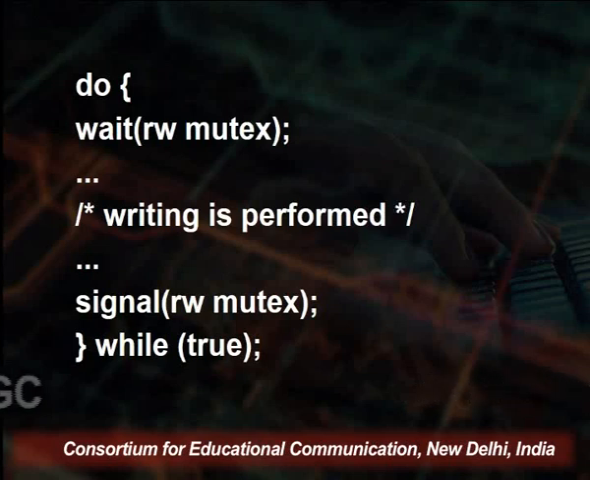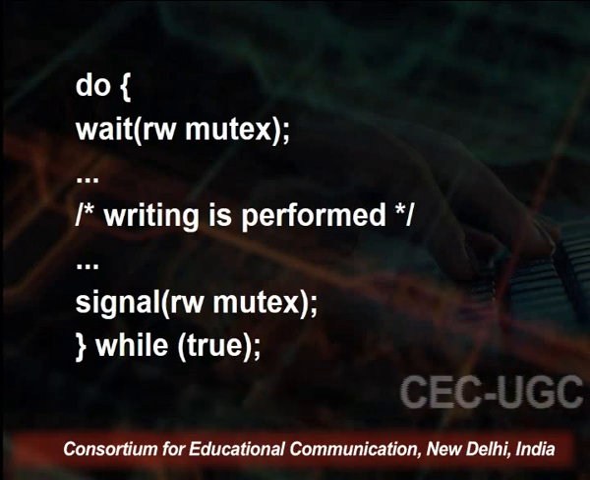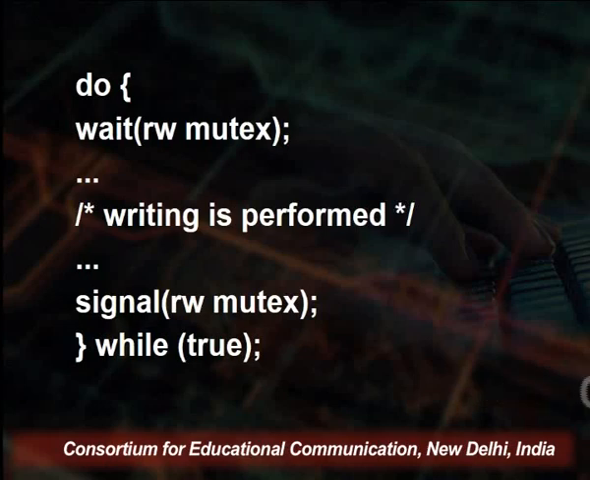So, RW is the update lock or the read write lock, that means no other process is going to take this RW mutex unless the signal function call has been called, where the signal function call is there to release the RW mutex which has been captured by using wait.